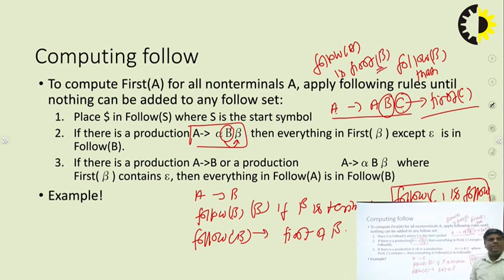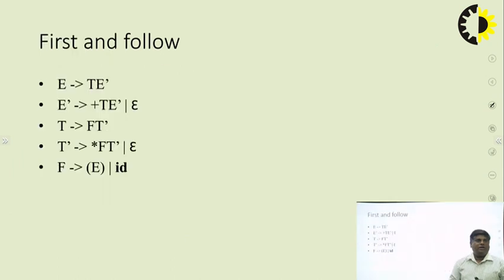So these are mainly the two rules by which we can compute the follow. And as I explained previously, with the help of two rules we can compute the first of any production rule. For better understanding, we take a very simple example for computing the first and follow.